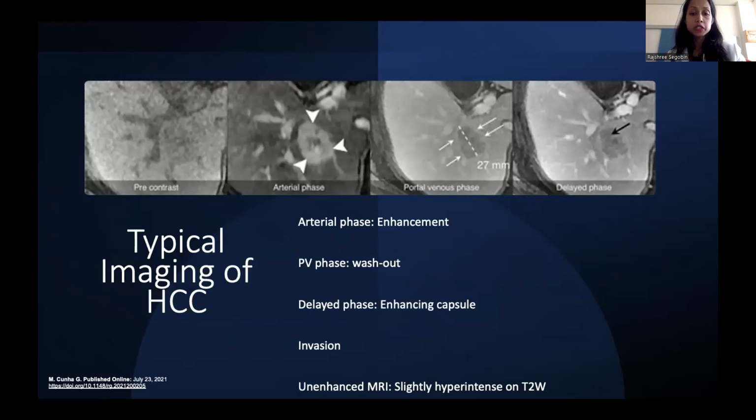The typical imaging of HCC, as we know, is enhancement on the arterial phase of triple phase CT, with washout, as you can see in the second diagram here, compared to the liver parenchyma. On delayed phase, we often see an enhancing capsule present. Very typical for HCC, compared to other intrahepatic carcinomas such as cholangiocarcinoma, is the propensity to invade vascular structures. On an enhanced MRI, one may see a slightly hyperintense lesion on T2-weighted imaging. So these are the classical findings.